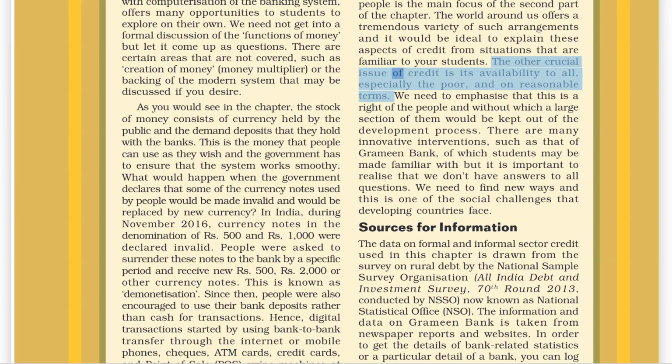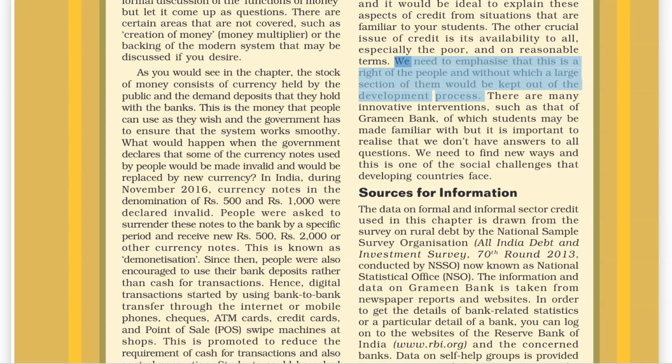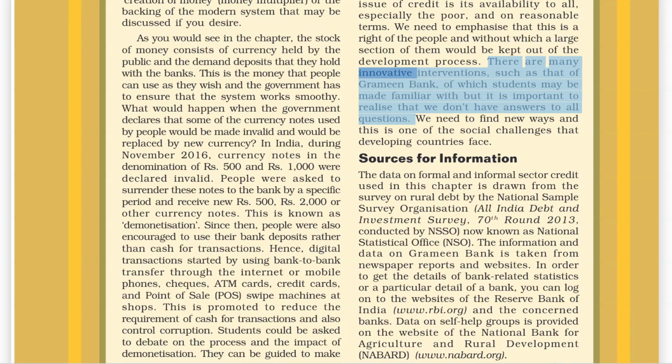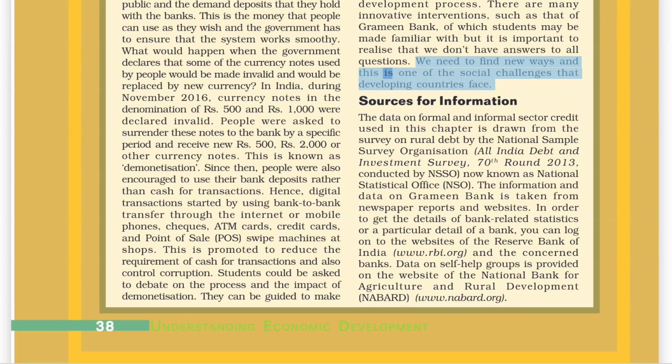The other crucial issue of credit is its availability to all, especially the poor, and on reasonable terms. We need to emphasize that this is a right of the people, without which a large section of them would be kept out of the development process. There are many innovative interventions, such as that of Grameen Bank, of which students may be made familiar with, but it is important to realize that we don't have answers to all questions. We need to find new ways, and this is one of the social challenges that developing countries face.